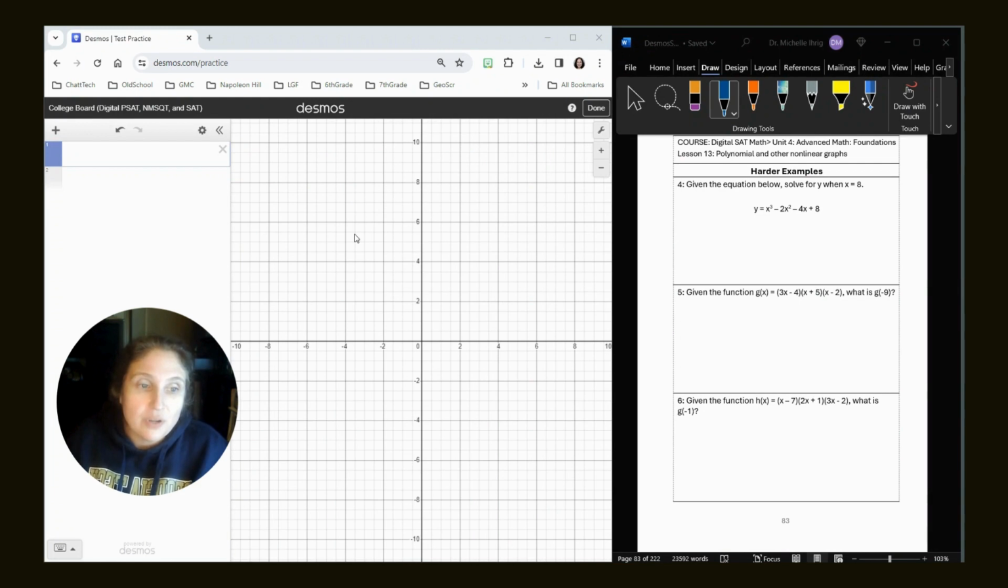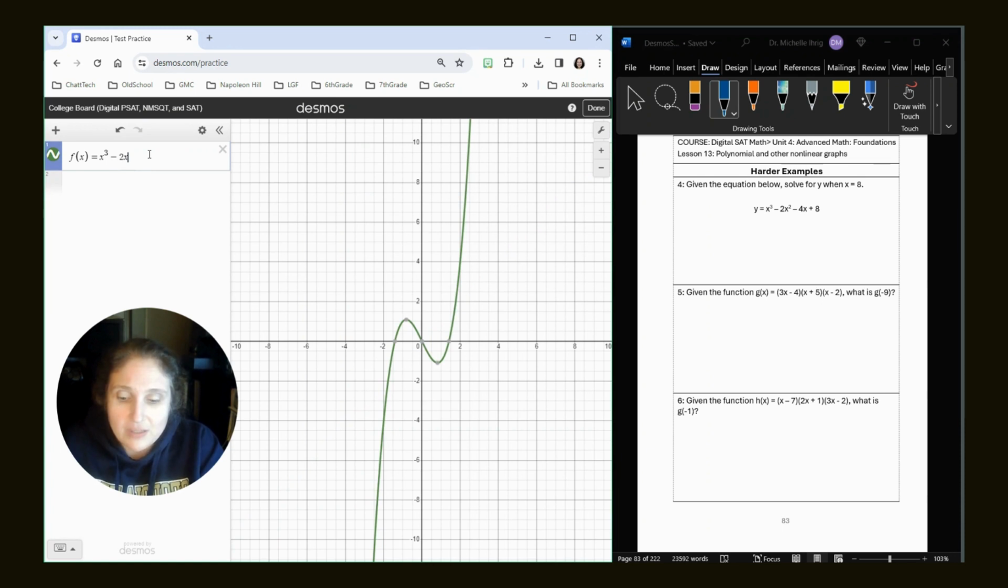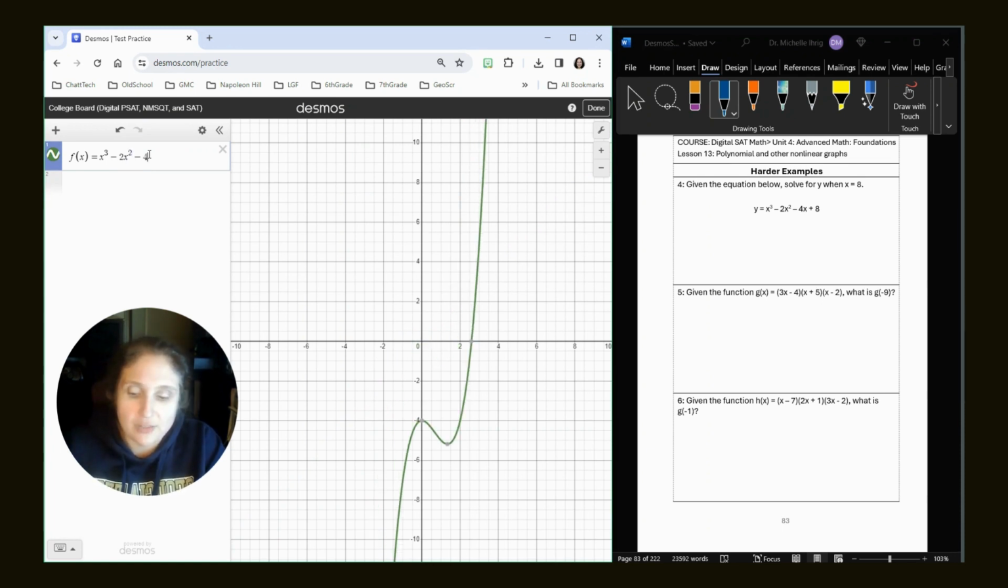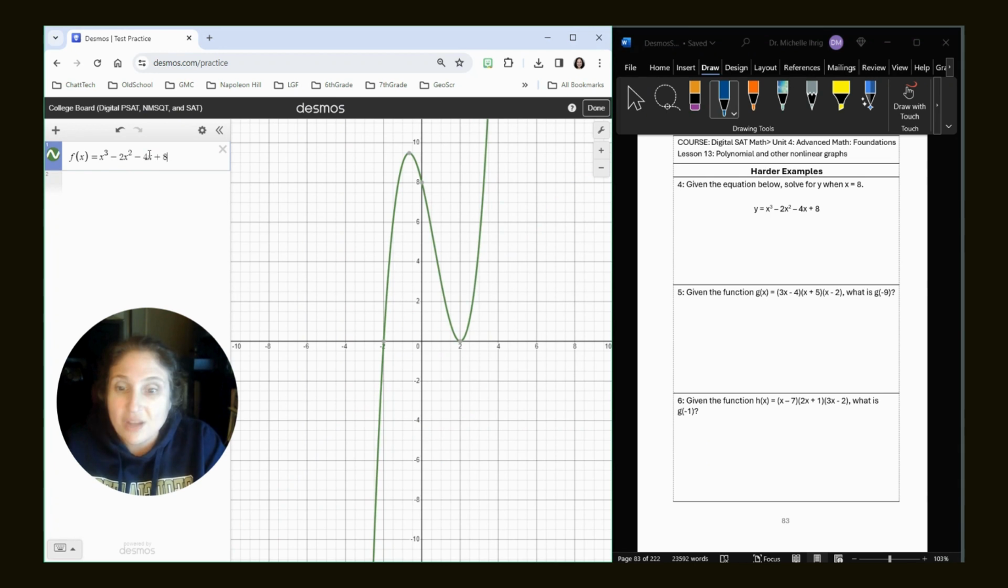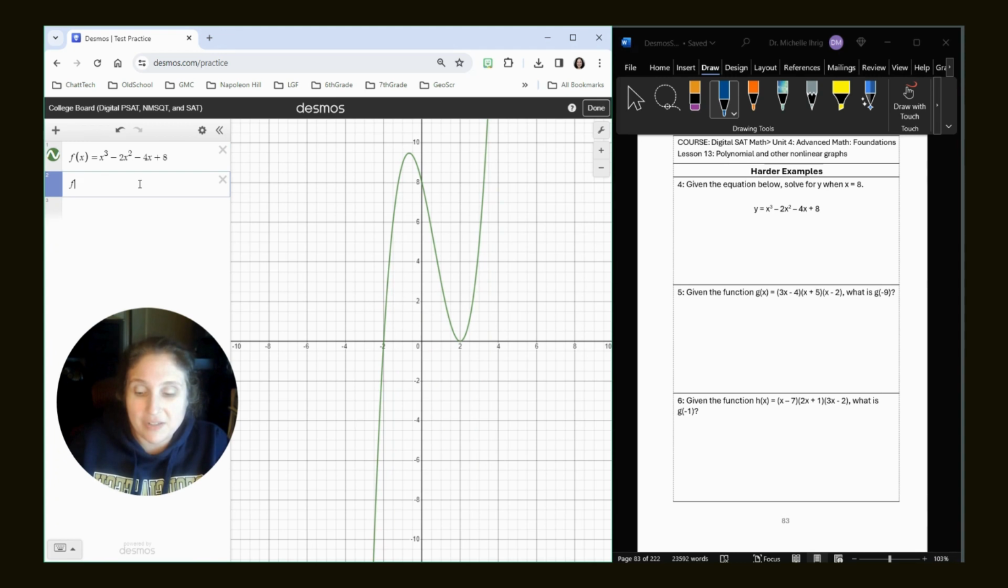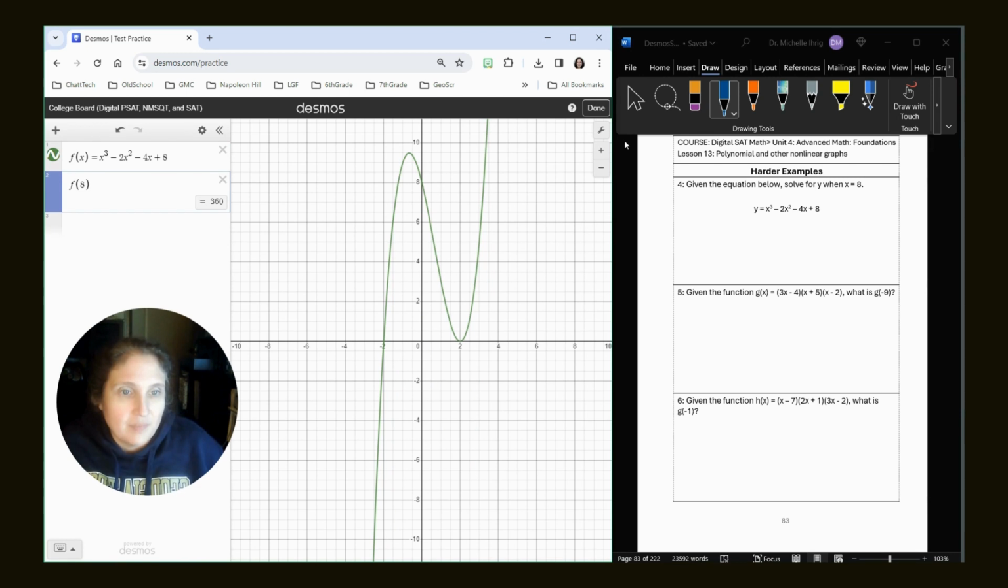Given the equation below, solve for y when x equals 8. Super simple. Instead of substituting 8 in for x, we're going to do f of x instead of typing in y. That allows us to use function notation, which is what this is called, to solve this very simply. Even though we see a graph, it doesn't matter. What matters is on the next line, we're doing f of 8 and getting 360. Really, the hardest thing is typing things in slowly.